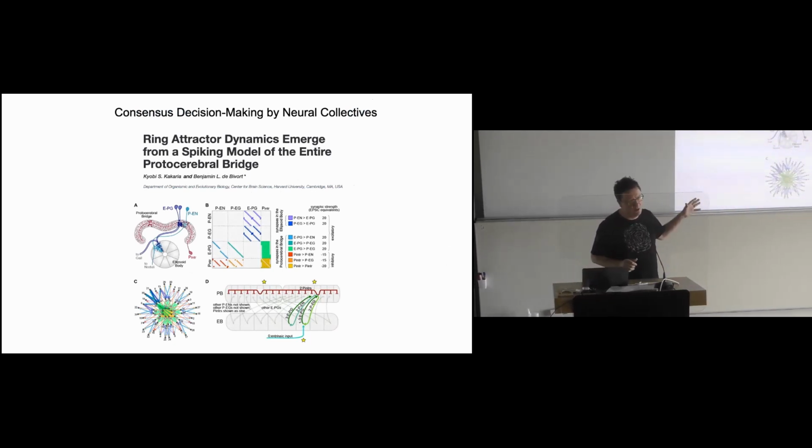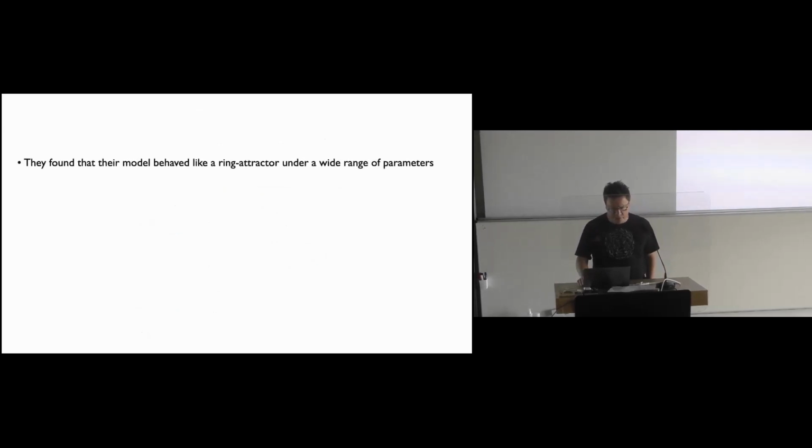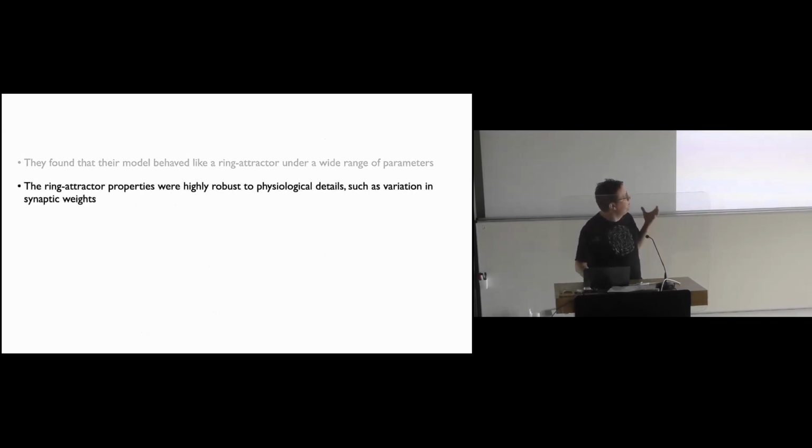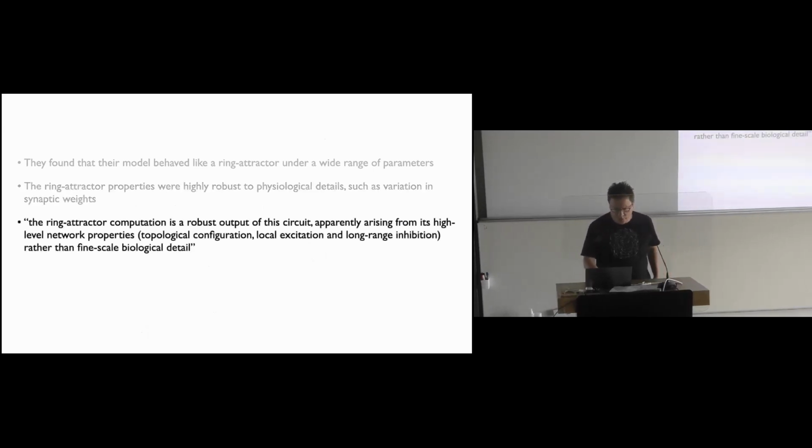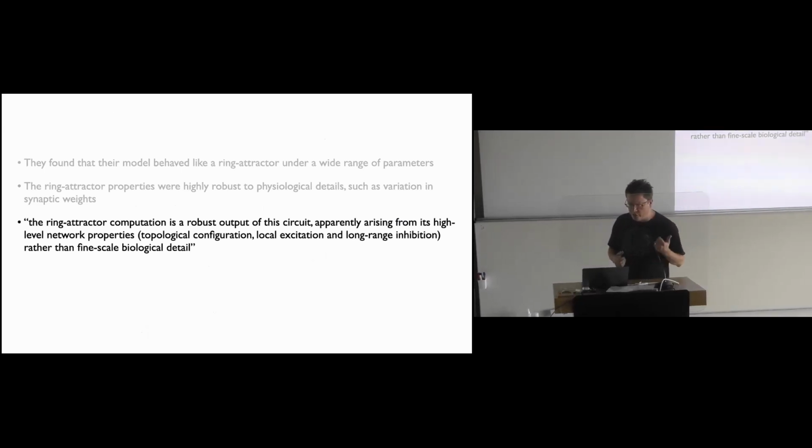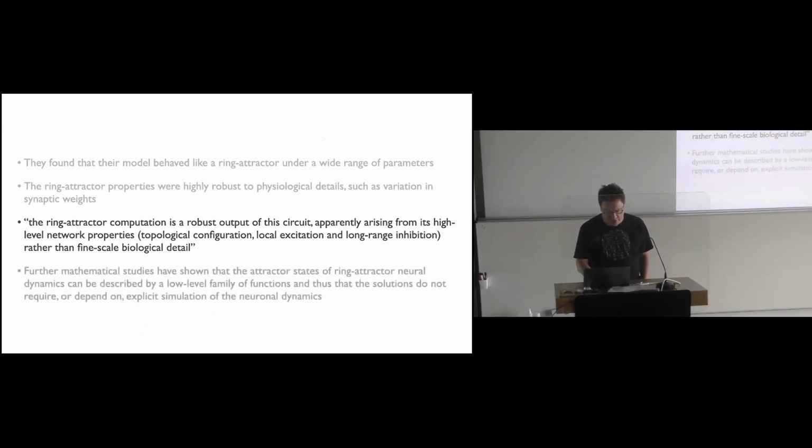I'm not saying it's not important to look at these details. I'm definitely not saying that. But I think there's a real validity to starting with a very simple model. So in this paper, for example, they found that their model behaved like a ring attractor under a very wide range of parameters, and that this was robust to physiological details, such as variation in synaptic weights. And they wrote here that the ring attractor computation is a robust output of the circuit, apparently arising from its high-level network properties, topological configuration, local excitation, and long-range inhibition, rather than the fine-scale biological detail.